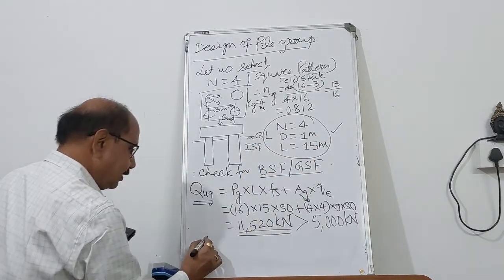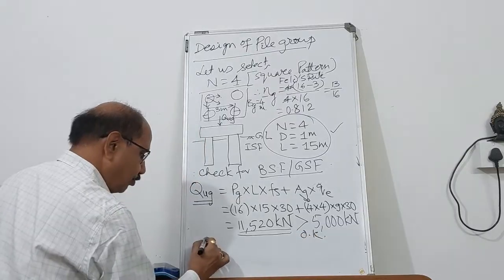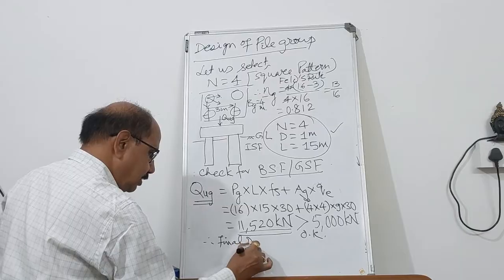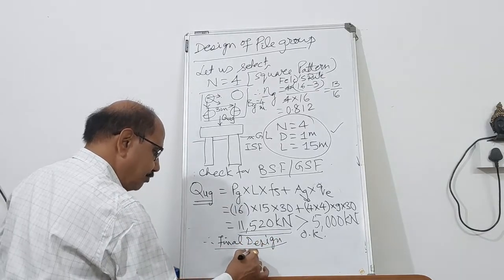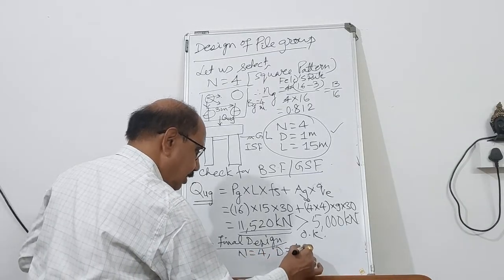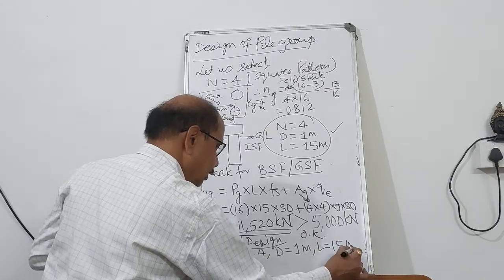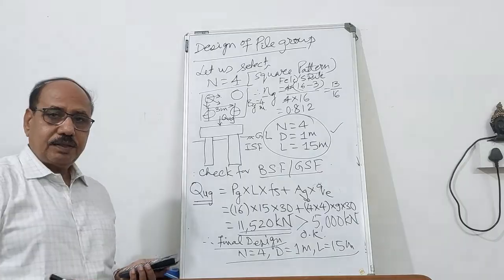So final design therefore, greater than this, okay. Therefore, the final design of the pile group is going to have number of piles 4, diameter 1 meter, and length of the pile equal to 15 meter. So this is the final design. Thank you.